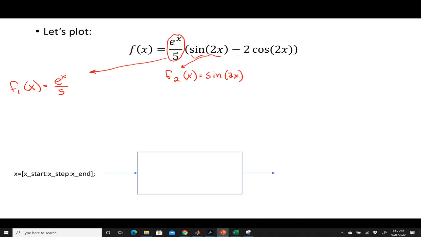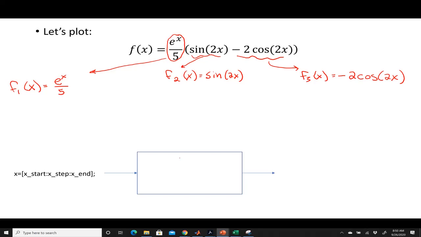And this guy, the third piece, I'm going to say is f3 of x equal to negative 2 cosine 2x. Okay, like that. So I basically have a combination of three functions that come together to create the one big function. All right.